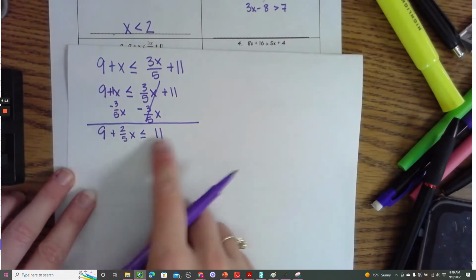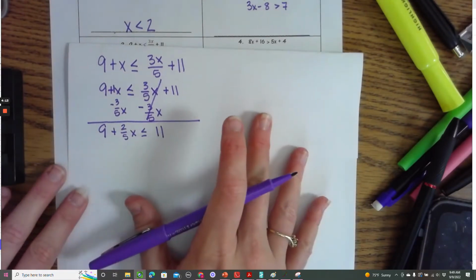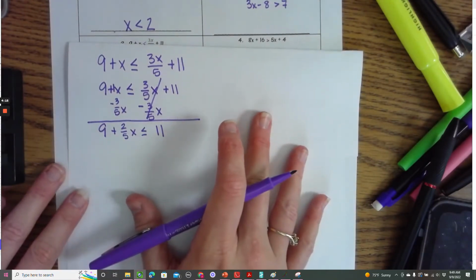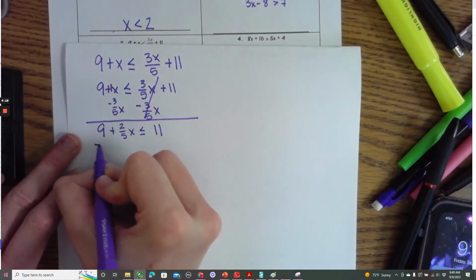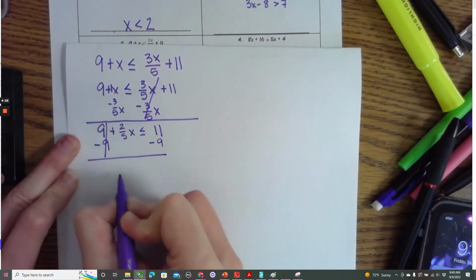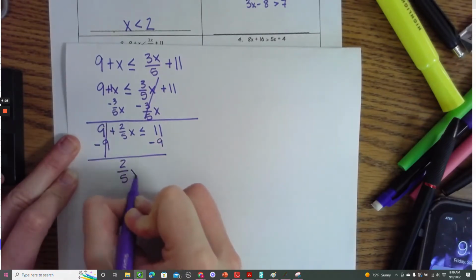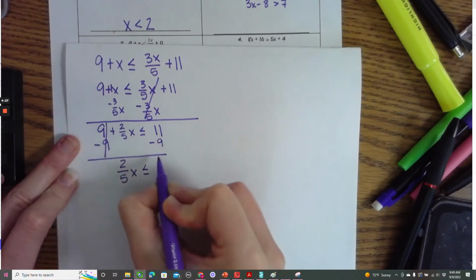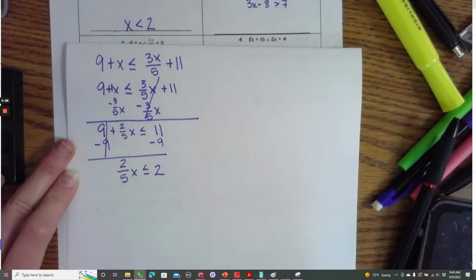All right, so now that I've got a two-step, what do I do first? Subtract the 9 from both sides. So this cancels. 11 minus 9 is 2.